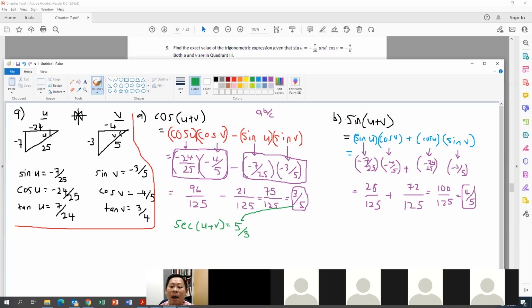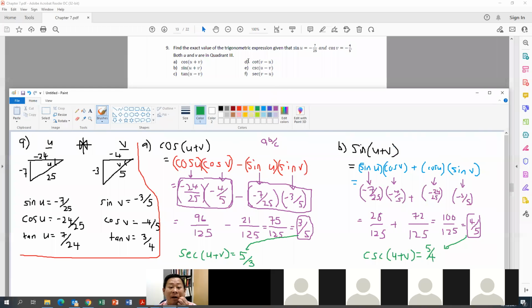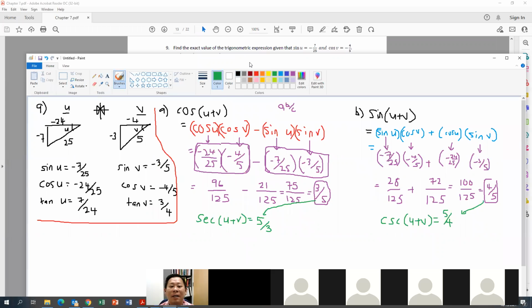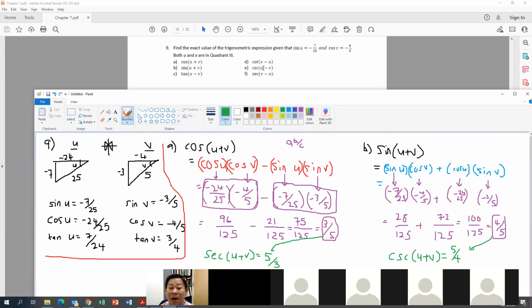So your answer in this case will be 5/3. And the reciprocal of sine is cosecant. So what happens if I ask you to find cosecant of U plus V? This is 5/4, so it'll be 5/4. You flip it. I'm not gonna go over the DEF because they use secant, cosecant, cotangent. If you want to do this, make sure you find V minus U or U minus V first. Make sure you know that if you switch around the UV and VU, it's different.